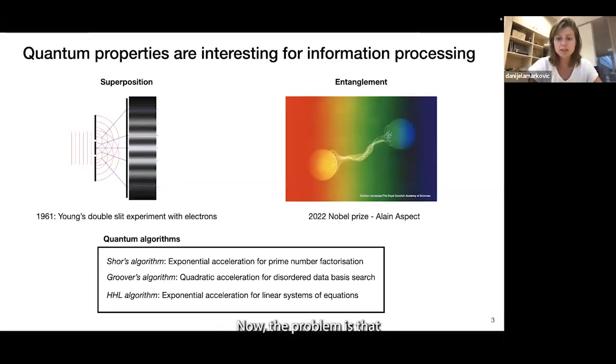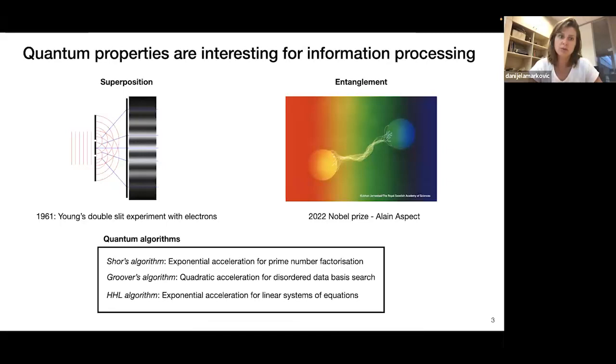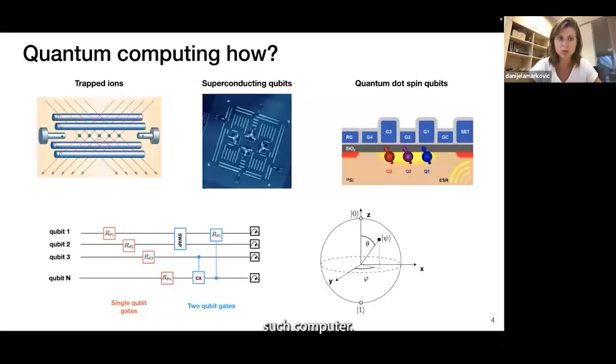Now, the problem is that in order to implement these algorithms, we need what is called a universal quantum computer, which would be an equivalent of the classical computers that we have today, in the sense that you could compile any algorithm using gates that you can execute on such a computer.